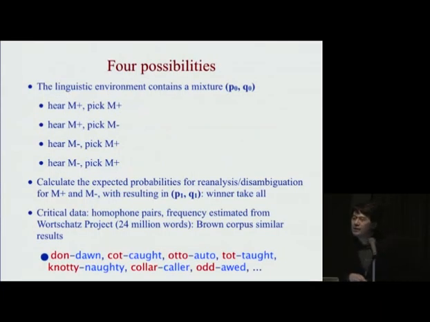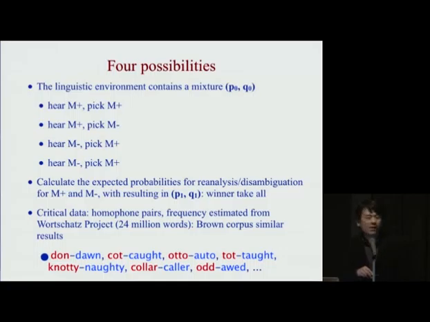So now we have a combination of the speaker, where the environment consists of some people saying the merger, some people not saying the merger. The learner sometimes will try out the merger system, sometimes will try out the distinct system, so you have four possibilities. We're going to calculate the expected probability of a particular phonemic system misleading the learner, however minimally, temporarily, and calculate the penalty probabilities, and then we will see that the one that's penalized less is going to win.